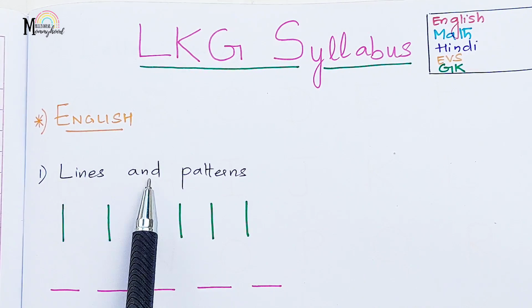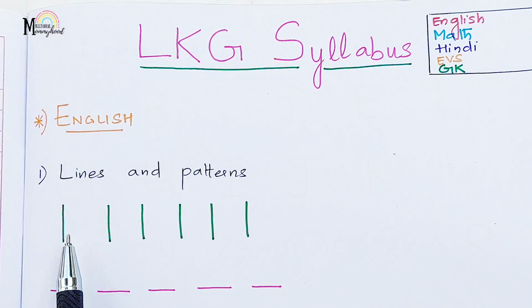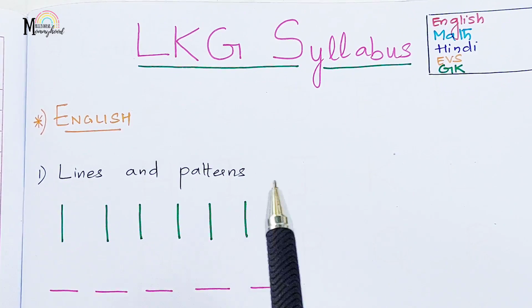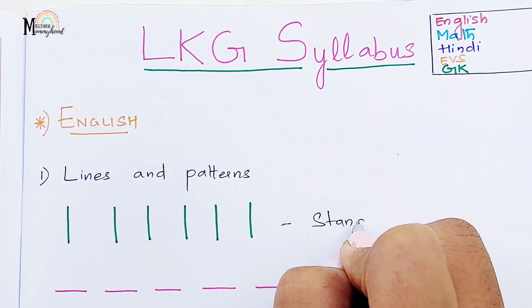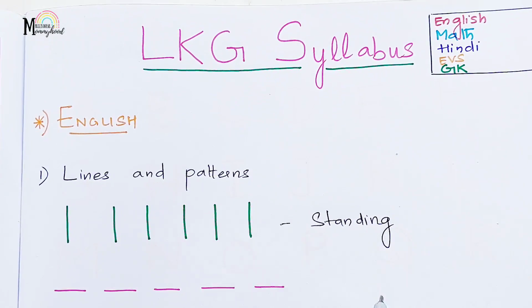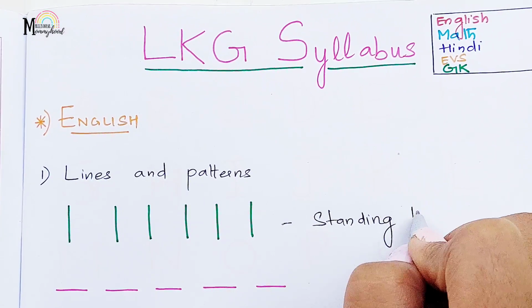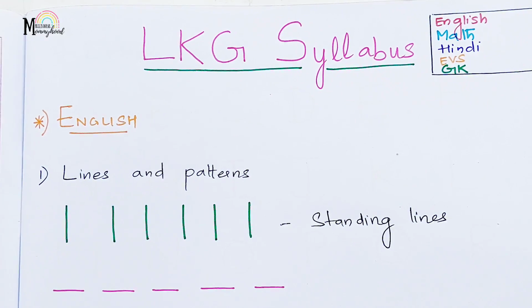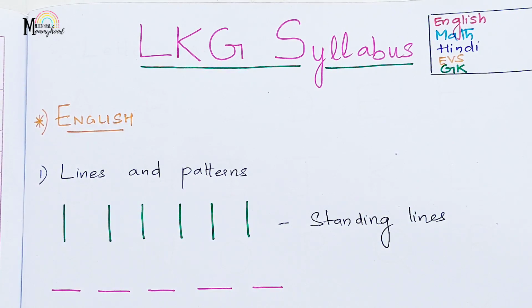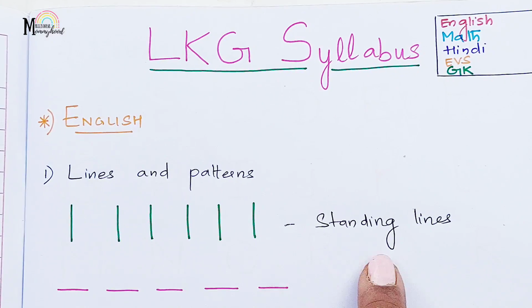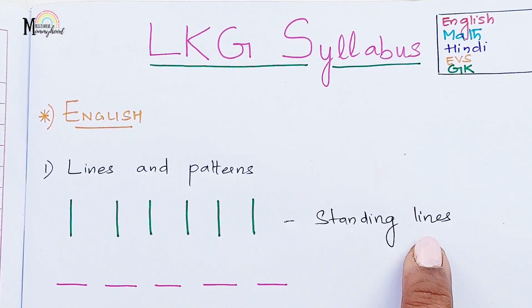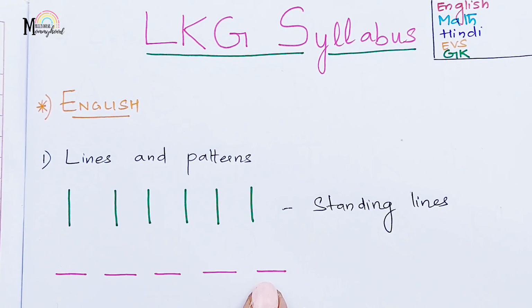Starting with English, the first portion covered are lines and patterns. This will teach your child how to make particular marks on the paper in order to write in future. It starts with standing lines. After standing lines, they are taught to make sleeping lines, which are the horizontal lines. Standing lines are the vertical ones and sleeping lines are the horizontal lines.